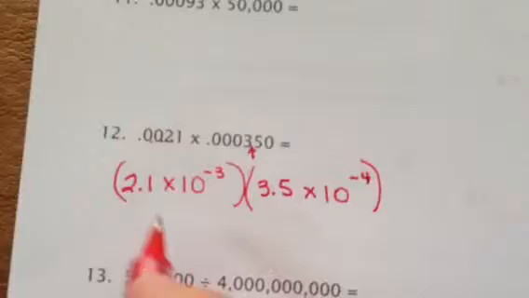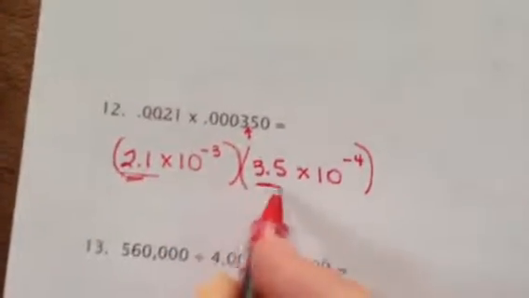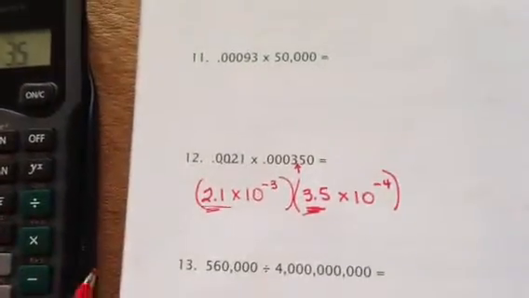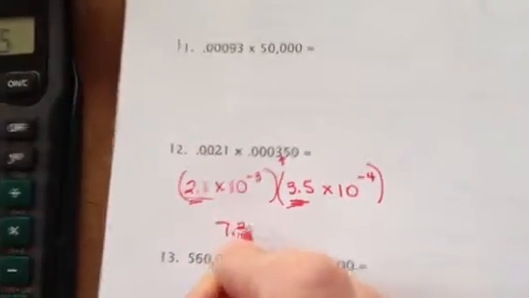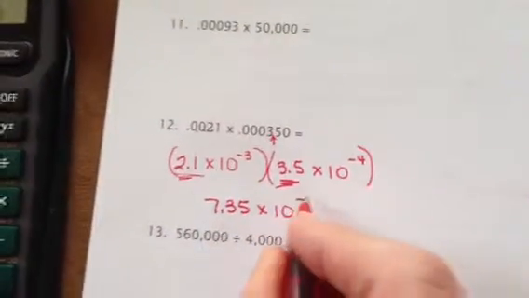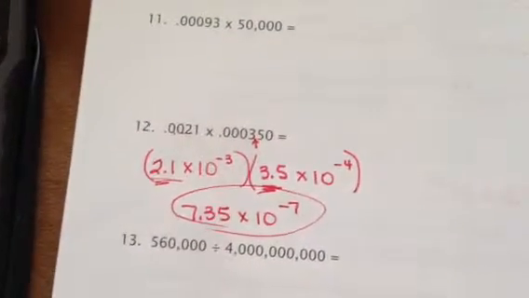Okay, so again, use your calculator. I want to see this step. Don't skip this step. Multiply these two together. 2.1 times 3.5. That's 7.35. And again, you're multiplying, so add your exponents. So there you go. Okay. Yay! Last one right here.